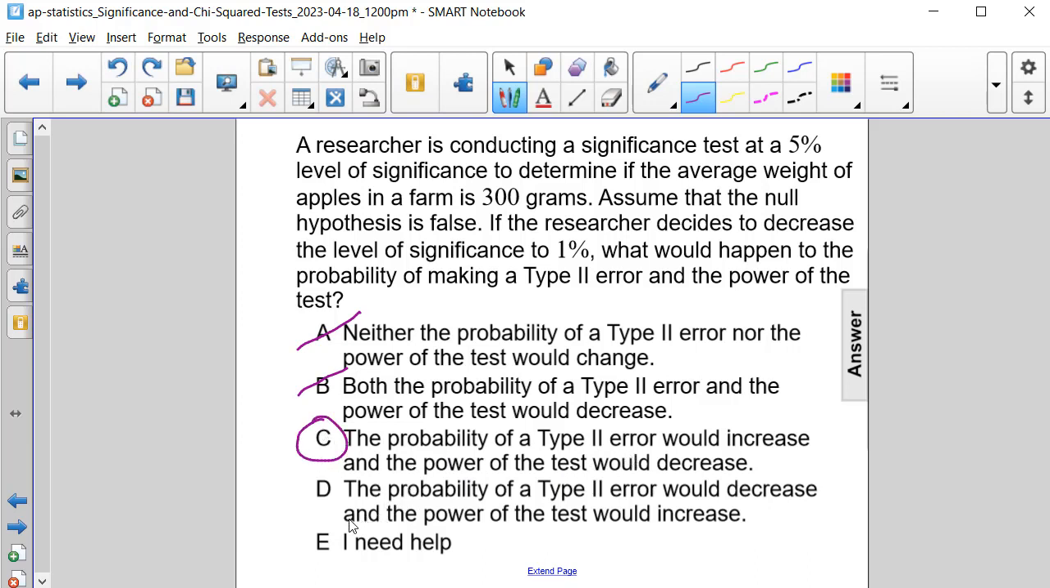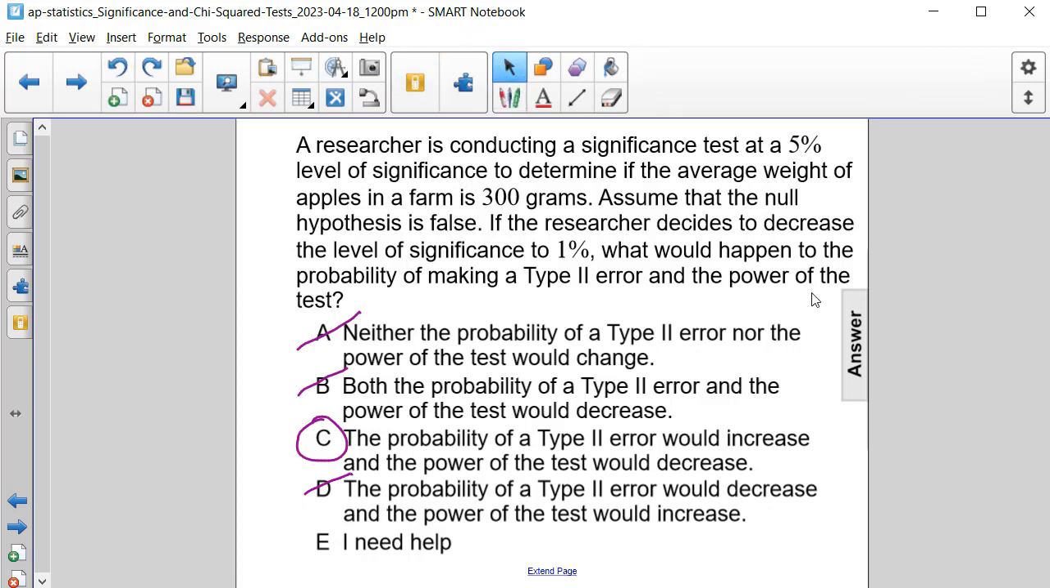And choice D is incorrect because the probability of the type 2 error and the power of the test are inversely related, and we already know that the type 2 error would increase because the researcher lowered the level of significance. Therefore, the answer is choice C.